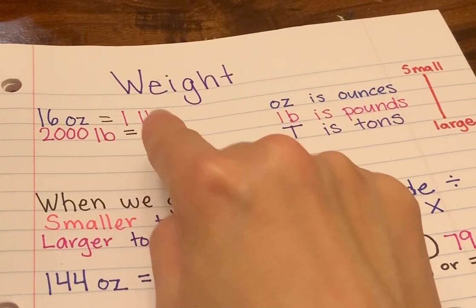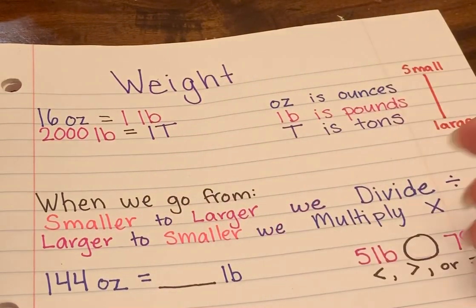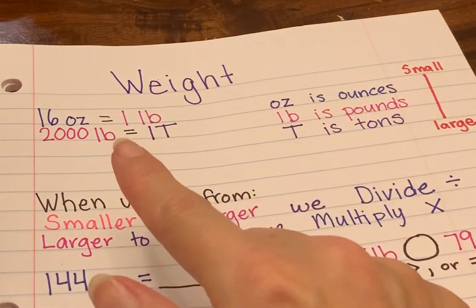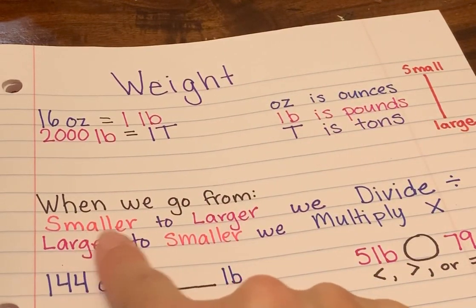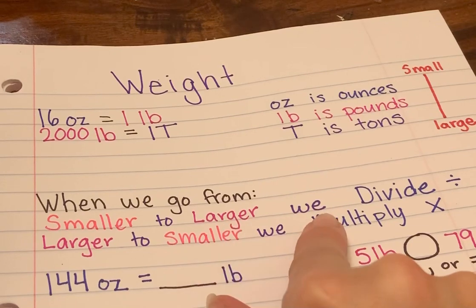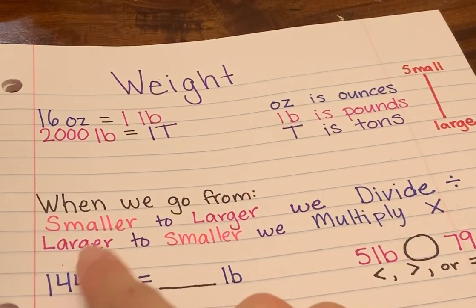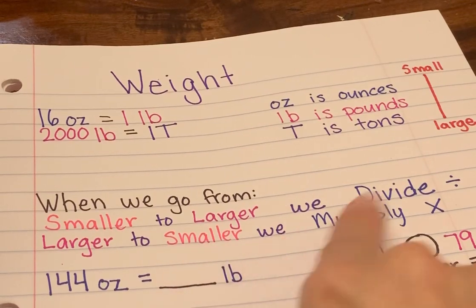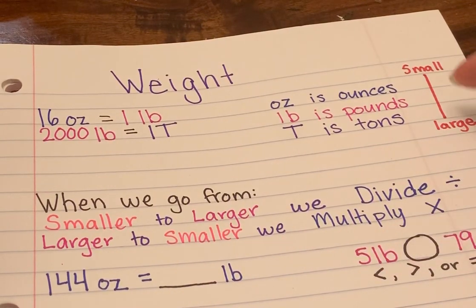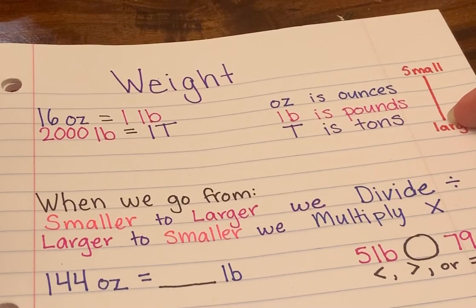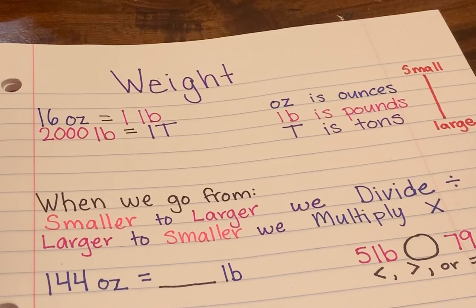Once again, just a reminder: when we are doing these math problems, if we are going from a smaller measurement to a larger measurement, we want to divide. If we are going from a larger measurement to a smaller measurement, we want to multiply. So if we are going from ounces to tons, we want to divide, but if we're going from tons to ounces, we want to multiply.